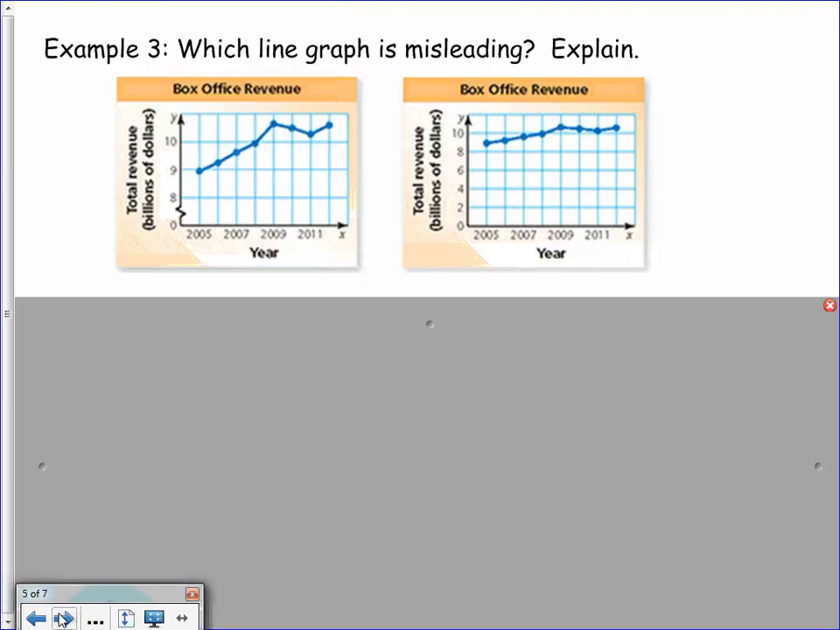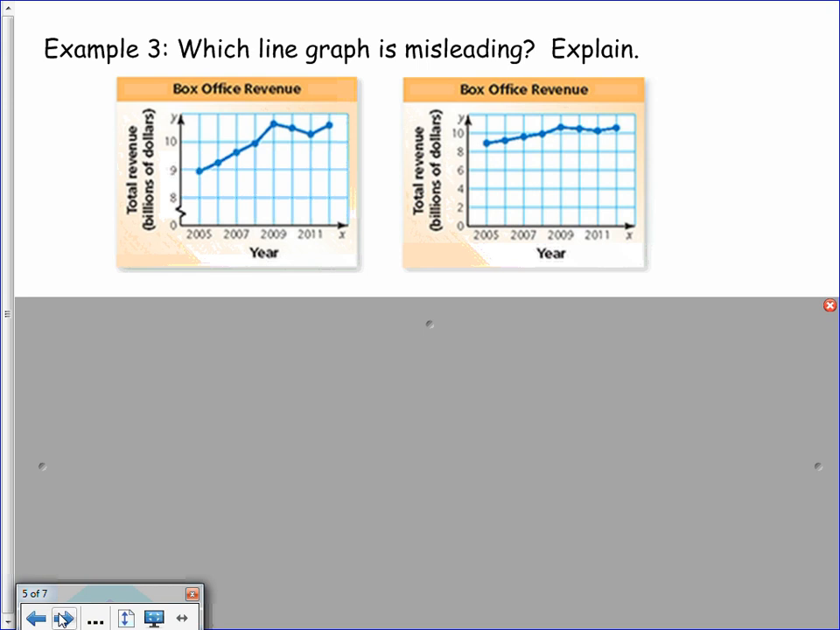All right, and example 3 is asking us which line graph would be misleading. Okay, so both are titled box office revenue. Both have the revenue on the vertical axis in billions of dollars. Okay, and the years are all the same.